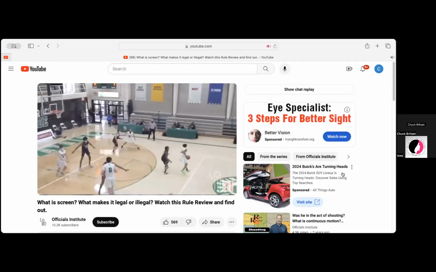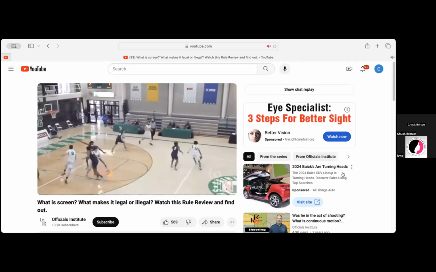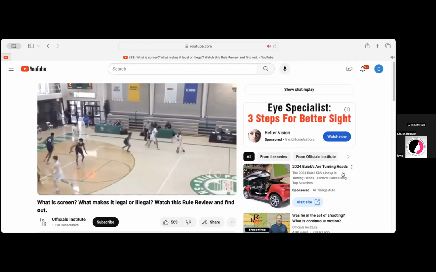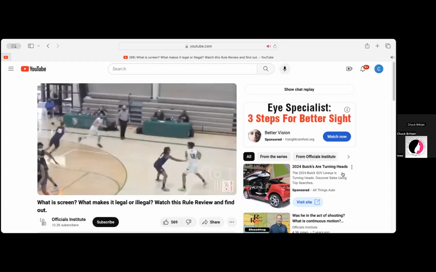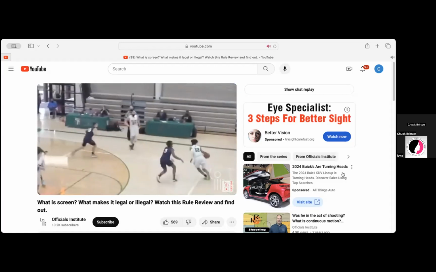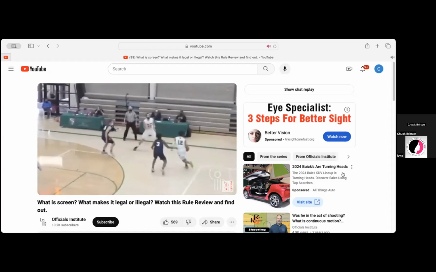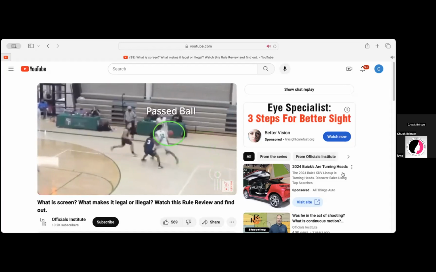Here we see a player at the top of the key take a dribble toward his teammate, and after passing the ball to him, continues to set a screen to free up his teammate for an open look. Let's take a closer look and analyze this play. In a guarding situation against a player in control of the ball, the defender must have 2 feet on the ground and facing the opponent. But since this player passed the ball, it is no longer a guarding situation. It becomes a screening play involving a moving player.